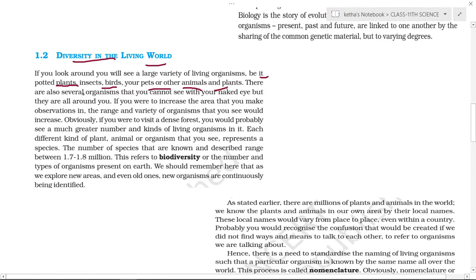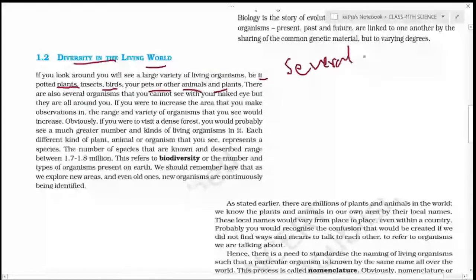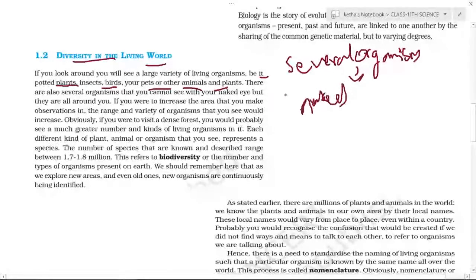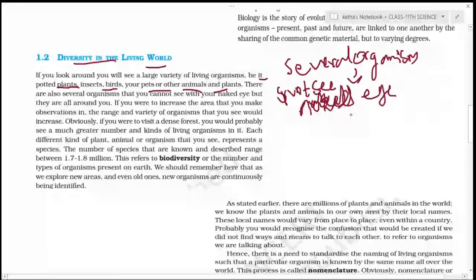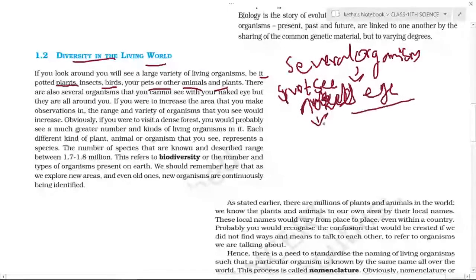There are also several organisms that you cannot see with your naked eye, but they are all around you. So there are several organisms which cannot be seen by our naked eyes, but those organisms are also present in our surroundings all around us.